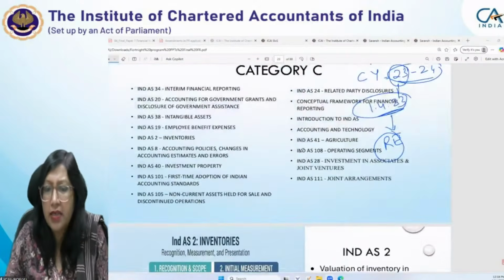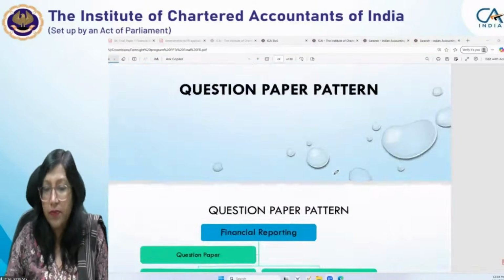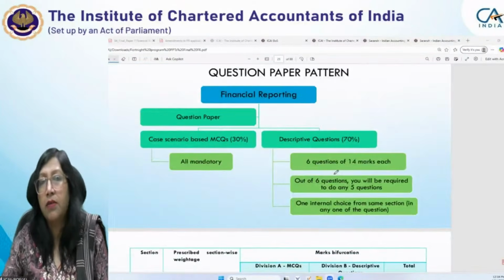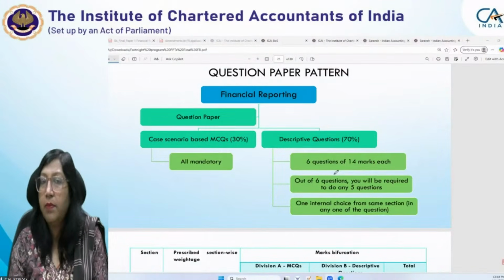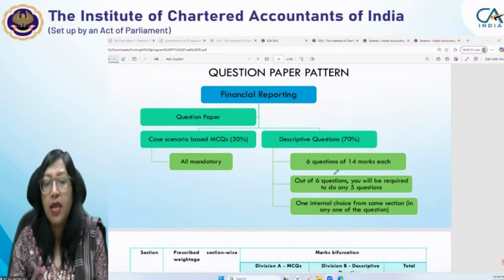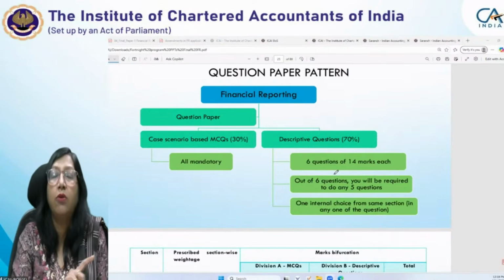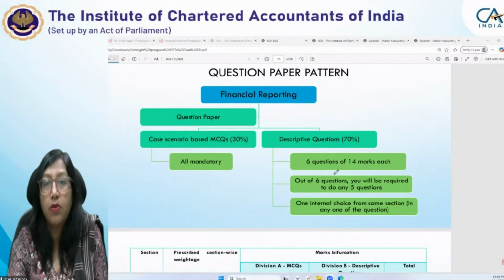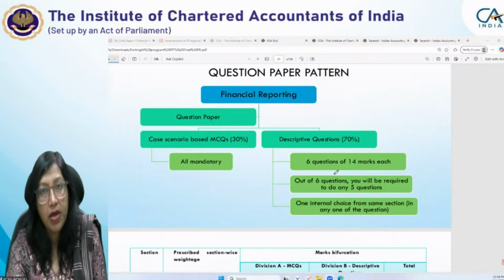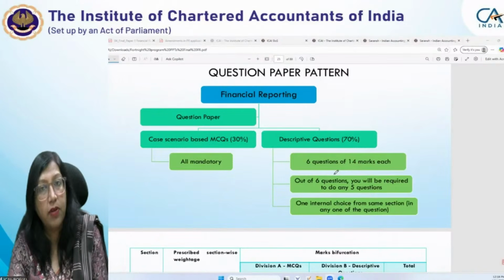I have more or less discussed all the category C standards also. Question paper pattern, this is not for the first time. As you are all aware, 30% will be objective type questions, and all questions will be of 2 marks, no negative marking, no reasoning required, all are mandatory. You have to answer in your OMR sheet. An additional reading time of 15 minutes will be provided for this type of question paper.